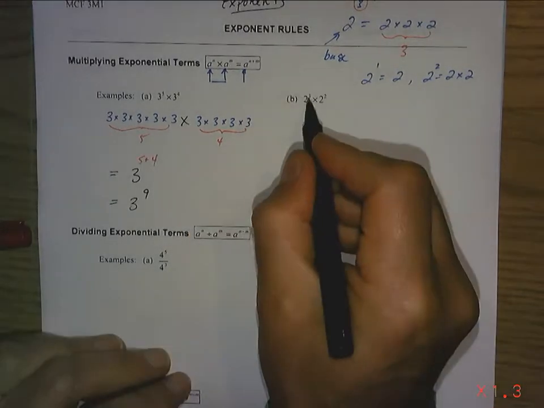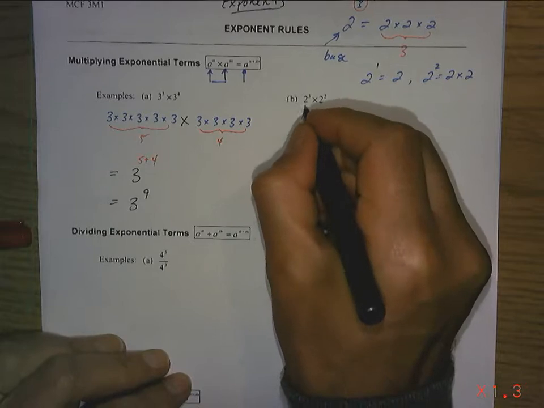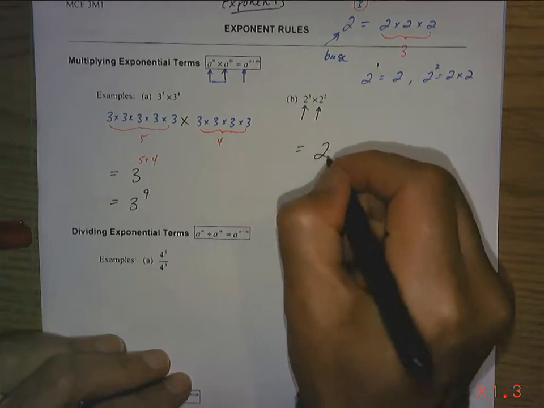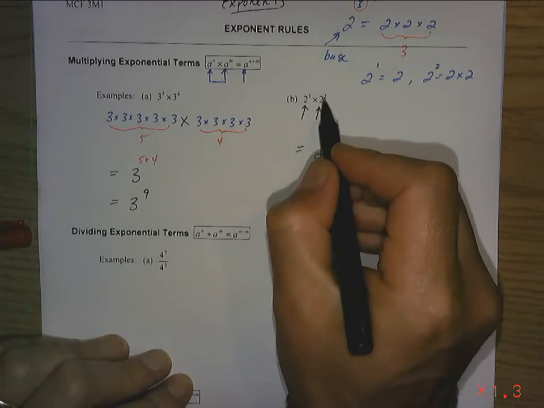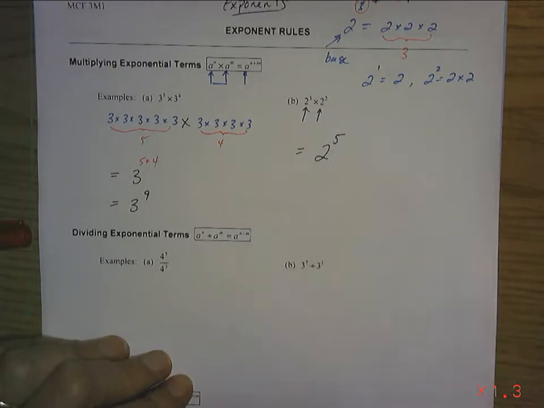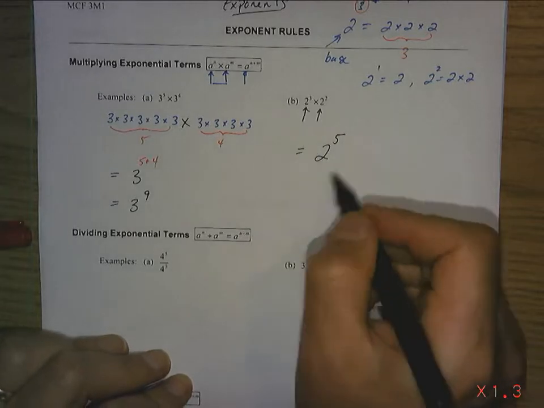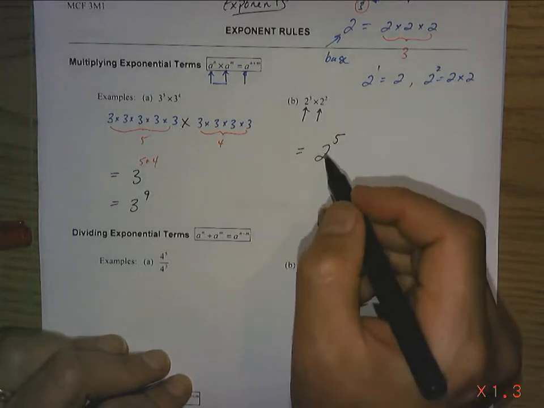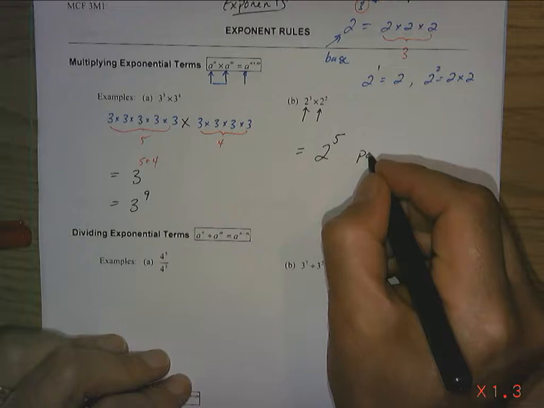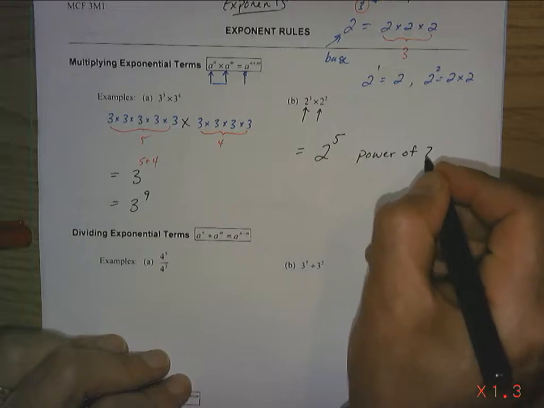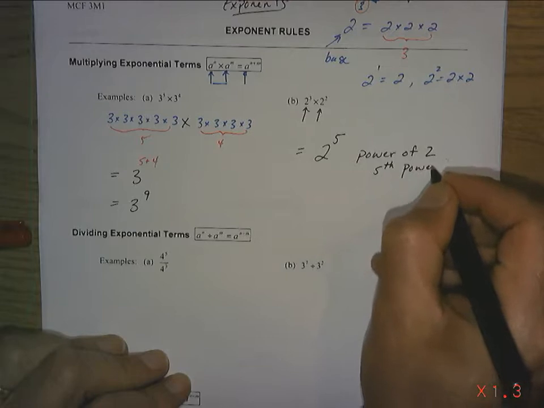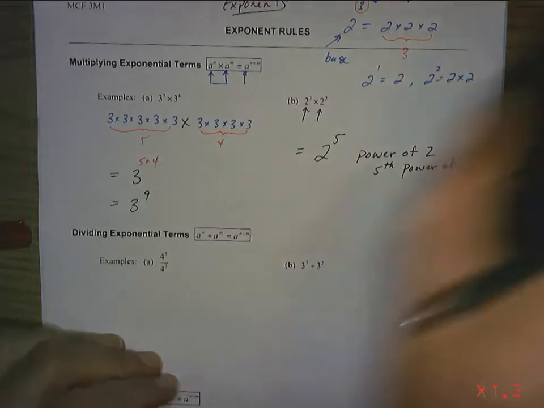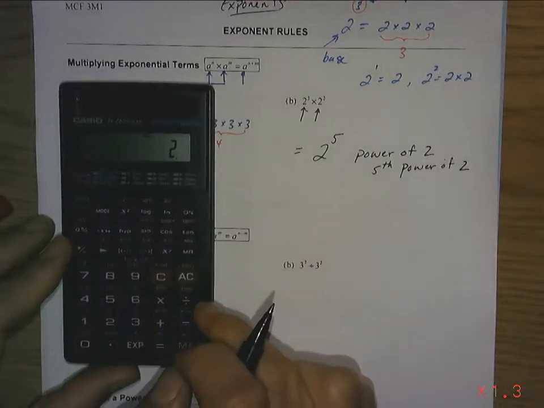So I have 2 to the 3 times 2 to the 2. You notice that the bases are the same, so the answer is going to have a base of 2. I've got 3 2's here being multiplied by 2 more 2's, so that'll be a total of 5 2's. This is written as a power. It's a power of 2. It's called the fifth power. And it equals something. It equals 2 times 2 times 2 times 2 times 2.